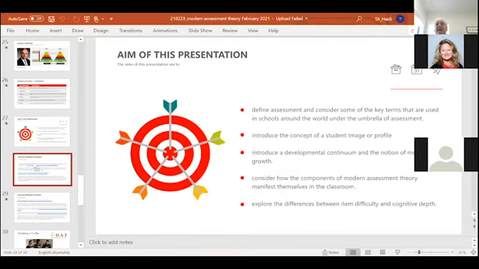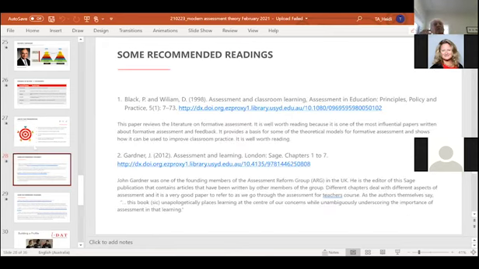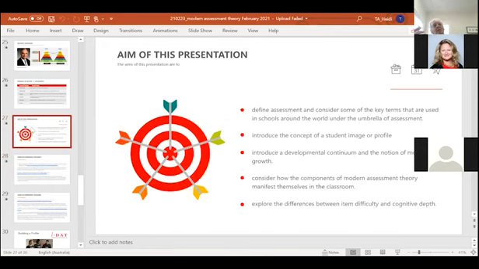I talked about the components of modern assessment theory and how they manifest themselves in the classroom fairly quickly. I've looked at the difference between item difficulty and cognitive depth. And I think that last one's the real challenge: being able to write questions which really get the student to demonstrate they are really working at a higher level.